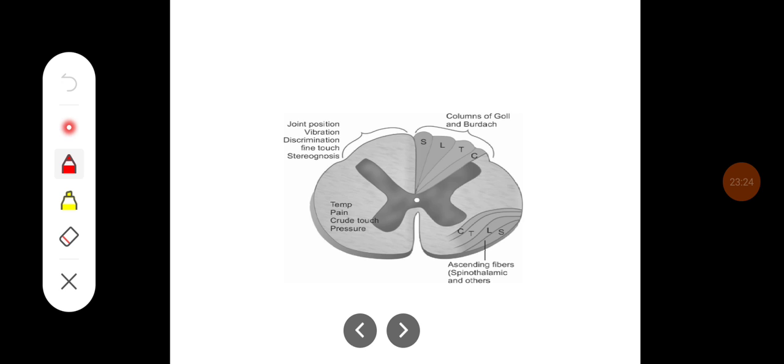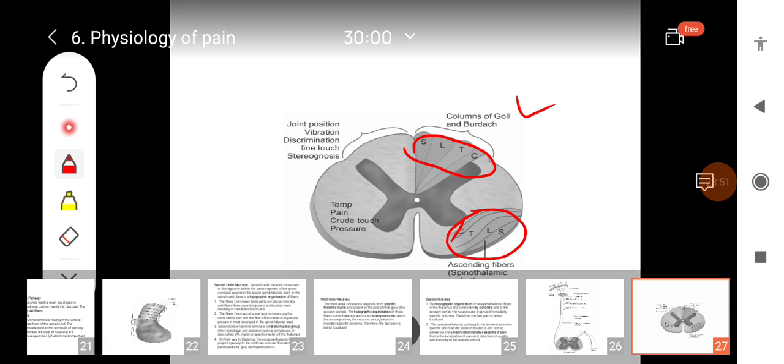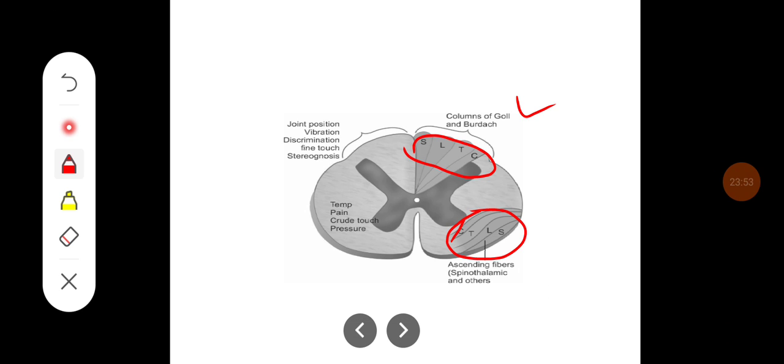And this is how the spinothalamic tract and the dorsal column fibers are situated. In the dorsal columns, usually the sacral fibers are situated medially, and then the lumbar, thoracic and cervical fibers, whereas the spinothalamic tracts are organized in the opposite way. So most medially there is cervical, then thoracic, lumbar, then the sacral fibers.